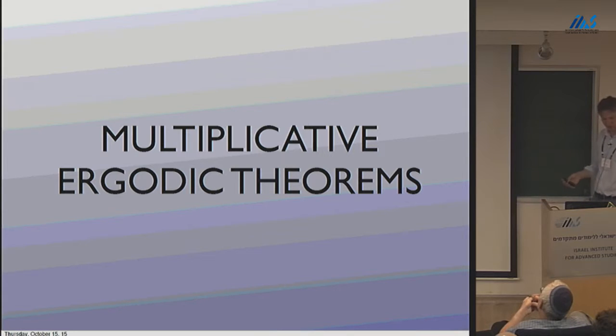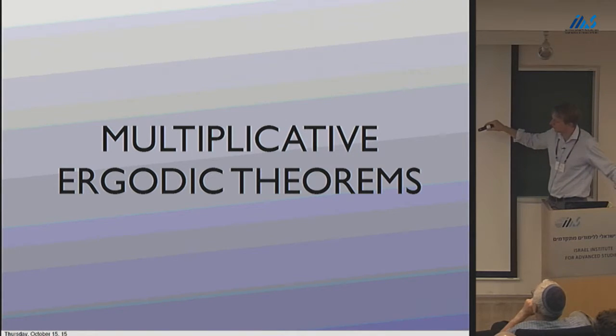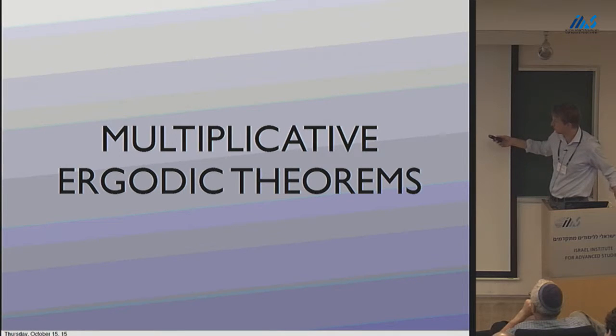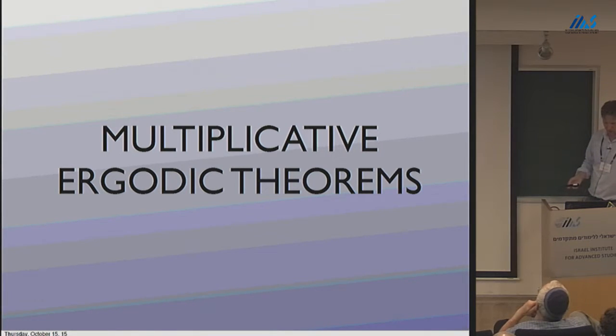Influenced Mostow for his strong rigidity, which in turn influenced Margulis, who used the multiplicative ergodic theorem to prove superrigidity and arithmeticity. A remarkable development. So they used the multiplicative ergodic theorem for proving something in, say, geometry or representation theory. And this is still going strong today.